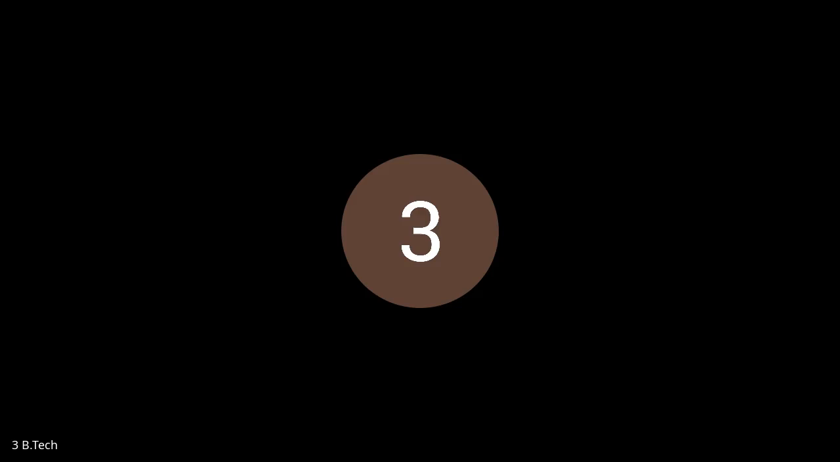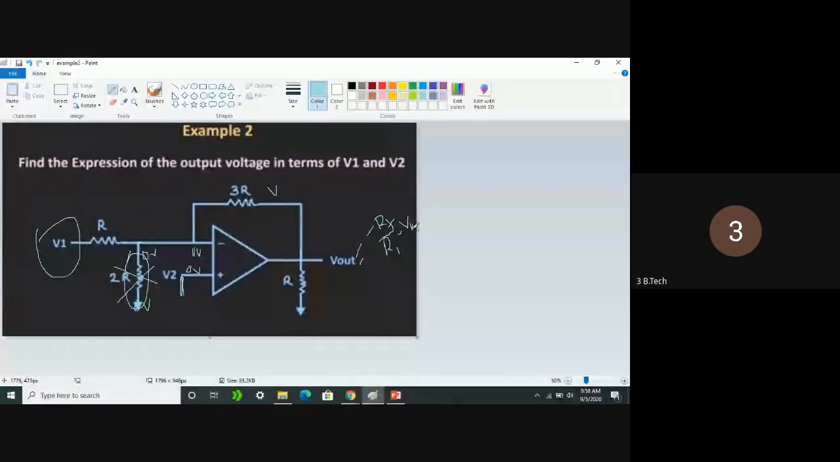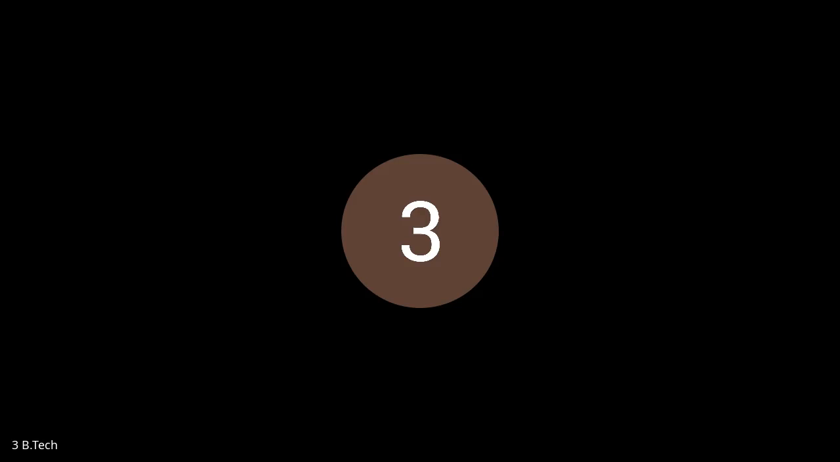Vout by Vin is nothing but the gain, which is minus RF by R1. Here in the denominator Vin is there, so we bring this term to the other side to multiply. Finally, what is the output? 3R by R, that is nothing but minus 3. So the output is minus 3V1.